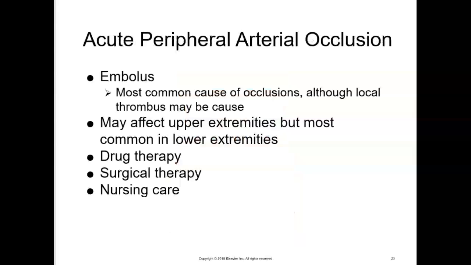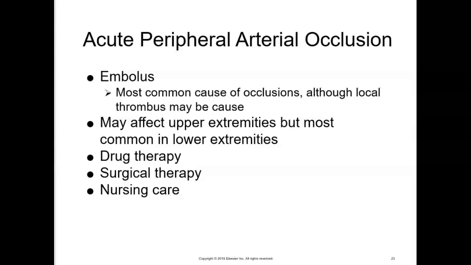Although chronic PAD progresses slowly, the onset of acute arterial occlusions is sudden and dramatic. An embolus, a piece of clot that travels and lodges in a new area, is the most common cause of peripheral occlusions, although a local thrombus may be the cause. Occlusion may affect the upper extremities, but it is more common in the lower extremities. Emboli originating from the heart are the most common cause of acute arterial occlusions. Most patients with an embolic occlusion have had an acute MI and/or AFib within the previous weeks.